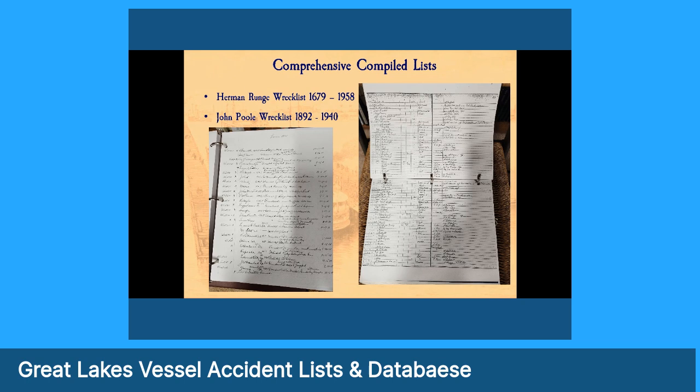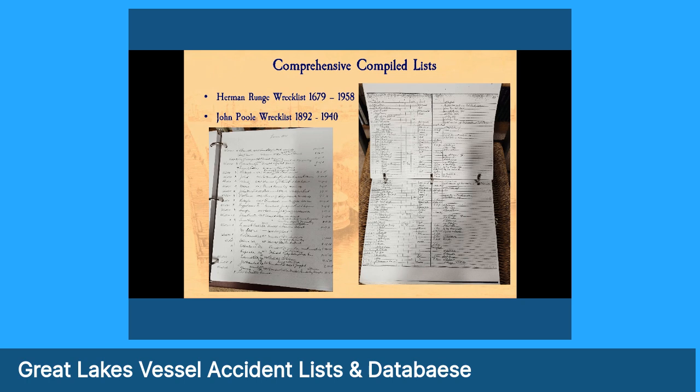The other one is John Poole's wreck list. John Poole was a similar maritime historian to Runge. He was a little later. Poole, I think he died in 1954. He moved around the Great Lakes quite a bit for his work, but the majority of his collection is at the Historical Collections of the Great Lakes at Bowling Green State University. His wreck list covers 1892 to 1940, which is really good because there's not a lot of good sources for wrecks after 1900. And these are also just accidents, not total losses, whereas Runge's is total losses. Poole's, I believe, mentions every accident.